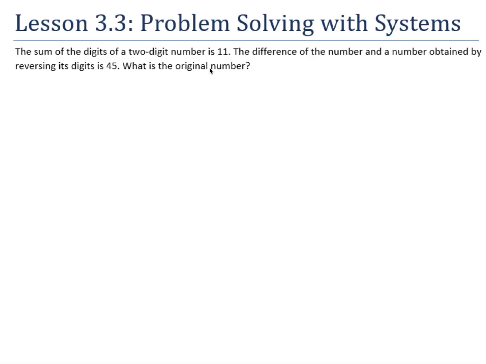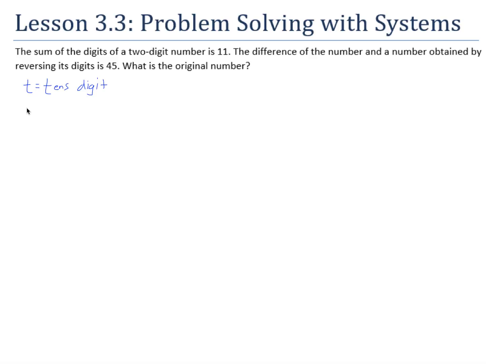But our original number is actually made of two digits. It's a two-digit number. And so what we're going to do, we need to find those two digits, and that will help us find the number. If we know the first digit and the second digit, that's going to give us our number. And I'm going to use t. I'm going to let that equal the tens digit because it's a two-digit number.